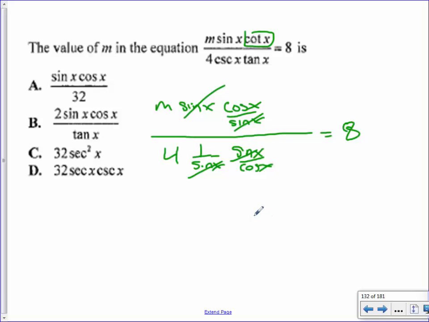All right, what am I left with then? On the top of the fraction, I'm left with m cosine x. If it's okay, I'm going to write it as over 1. And then on the bottom of the fraction, I've got 4 times 1, so I'll just call it 4. And on the bottom of the bottom, there's an extra cosine.